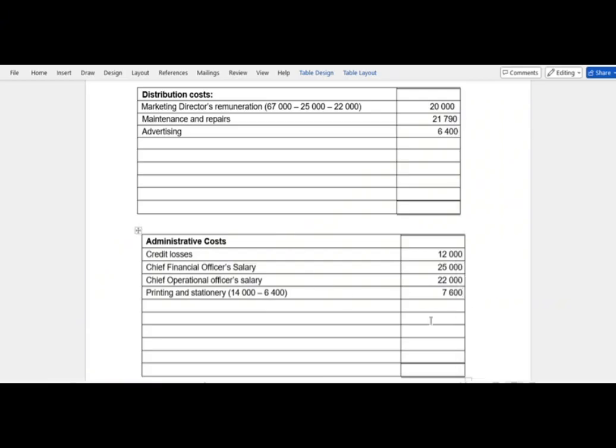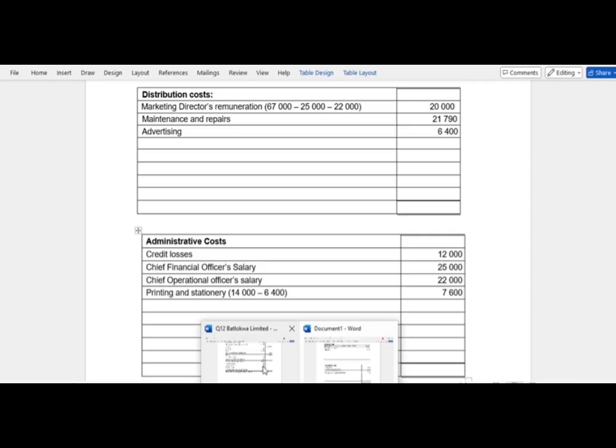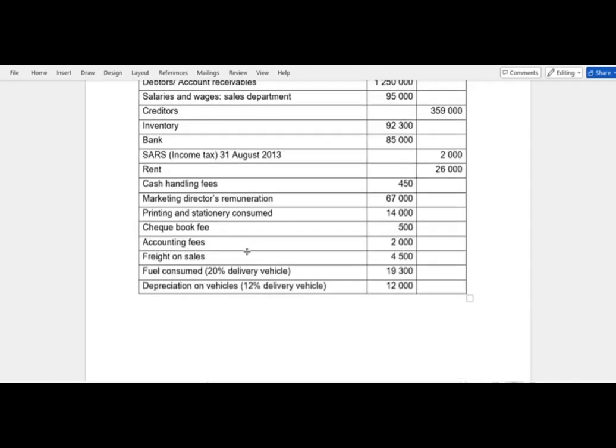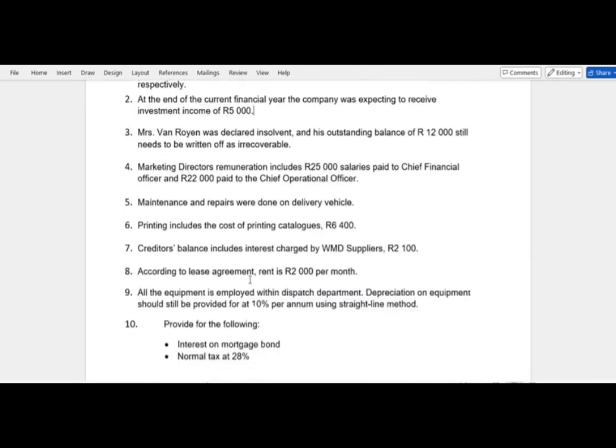Let's go to that transaction, and then let's go to the next transaction. The next transaction, they say creditors balance include interest charged by WMD suppliers. These are interest on overdue account, so it doesn't affect our admin or expenses, right? So I'm not going to do that. Let's go to the next transaction.